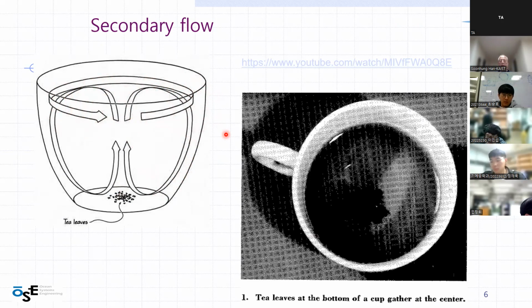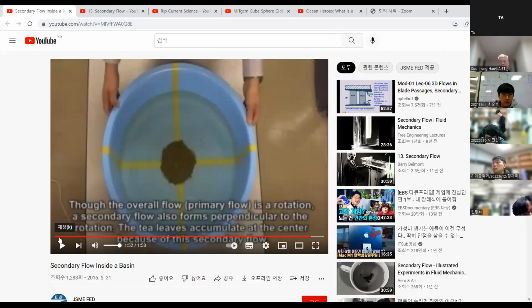A classic example is the teacup experiment. If one stirs the tea so as to give it a generally circular motion, the tea leaves invariably gather at the center of the bottom of the cup by the secondary flow. And I will show you a short video about the teacup experiment.